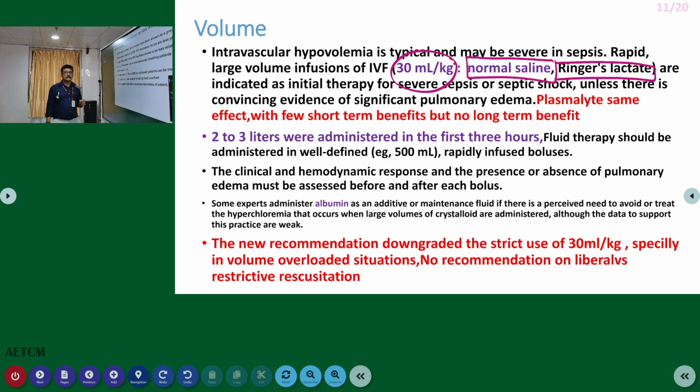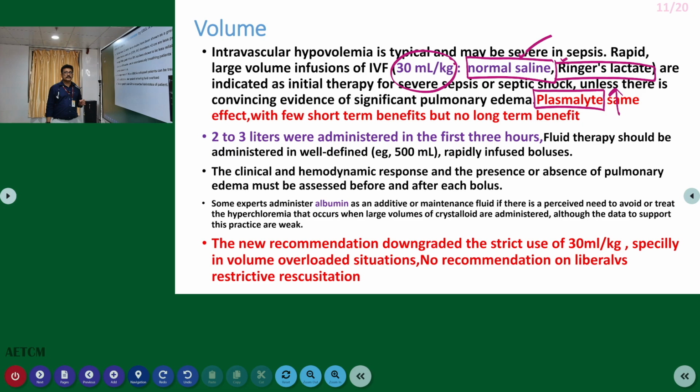Plasmalyte is another fluid which is the most physiological fluid. It is better than ringer lactate and normal saline, but cost-wise it is higher. So that is the only limitation. But for all practical purposes, in most of the conditions where you are treating hypotension in the emergency room, normal saline is the best choice.